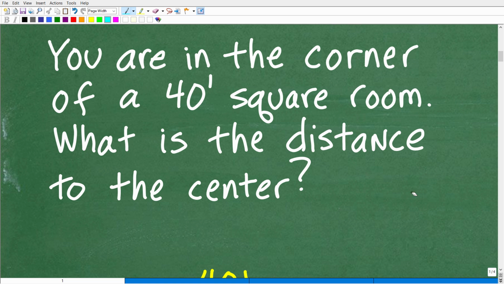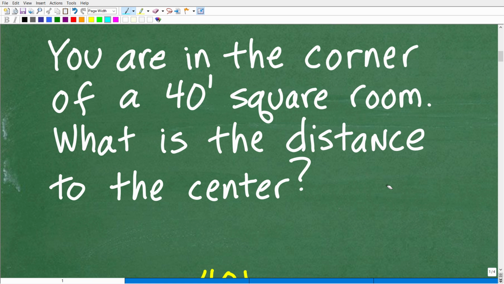You just want to say, all right, look, they're clearly asking me here, what's the distance from this point in the corner to the center? So you always just want to simplify things. And I don't think any of your math teachers would be upset at you for doing that, because that's how these problems are designed.